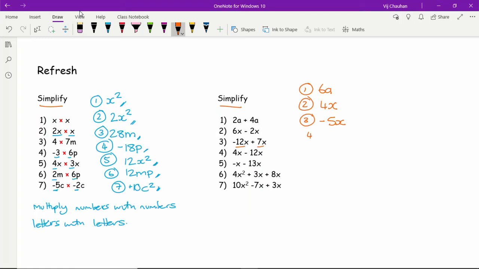For question 4, we've got 4x take away 12x, which gives me minus 8x. With question 5, I've got minus x minus 13x, which gives me minus 14x.